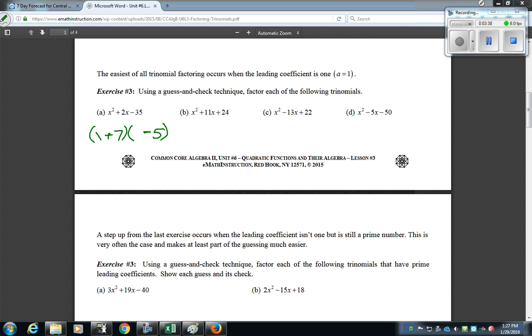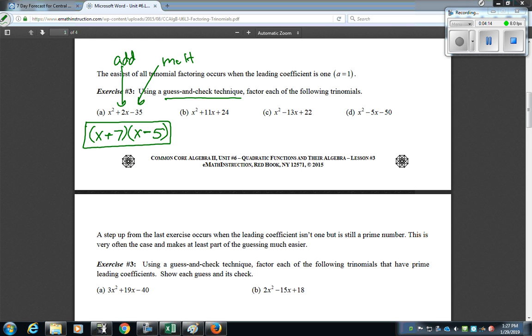And then our x's come from the x squared. So I want to think right now, are those numbers going to add to the middle one? So we got to get them to multiply to the last one, and the two numbers have to add to the middle term. So positive 2. Well, I have positive 7 and negative 5, and 7 minus 5 is going to be 2. So I know right now that this is going to be correct. So you really have to check those two things. And that's why they call it a guess and check technique, because you have to go through and eliminate wrong possibilities. Same thing with B.